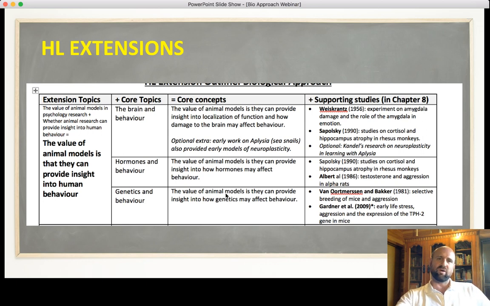And again, the value of these animals is they can provide insight into behavior, and then in the essay, the counter argument is just, well, to what extent, right? And that's the whether part, right? So okay, to what extent? So then we just counter argue, can they really?